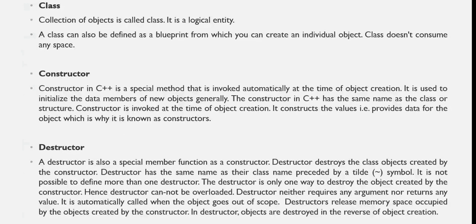So what is a class? A class is a collection of objects. It is a logical entity. A class can also be defined as a blueprint from which you can create an individual object. A class doesn't consume any space.